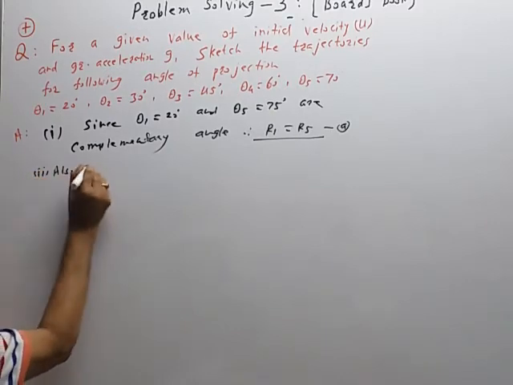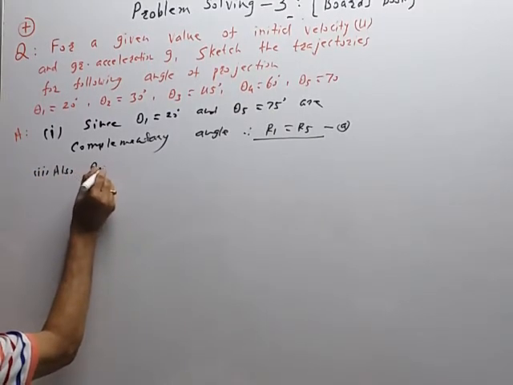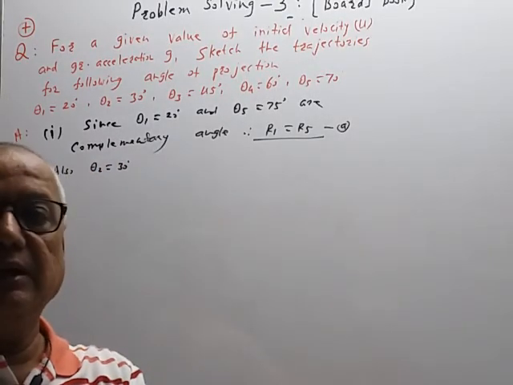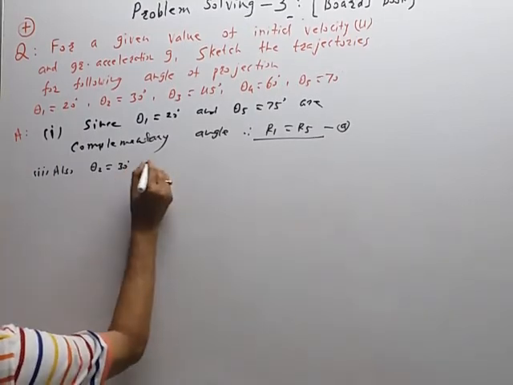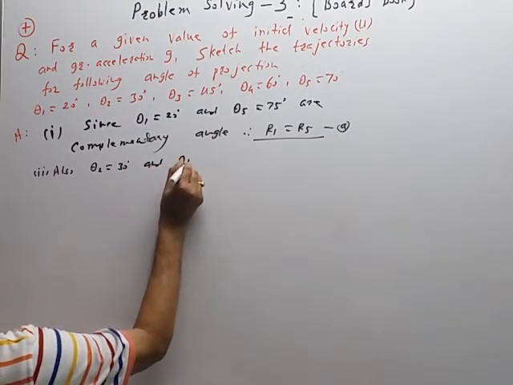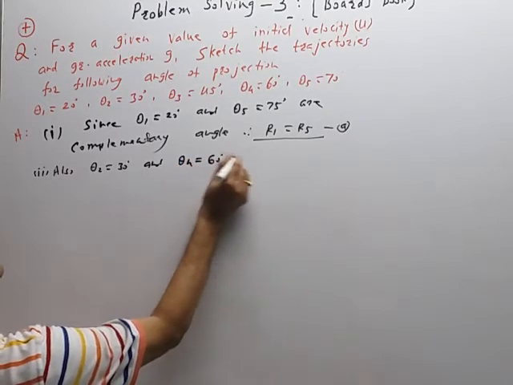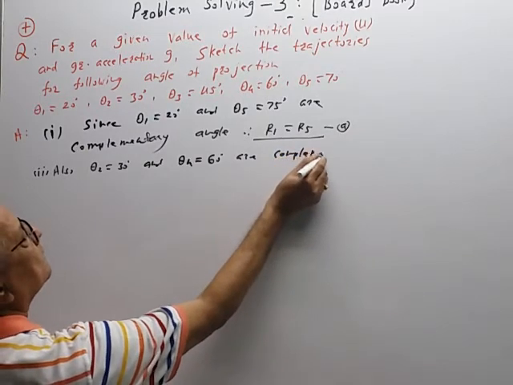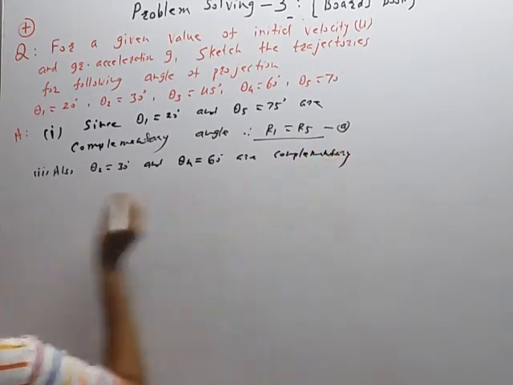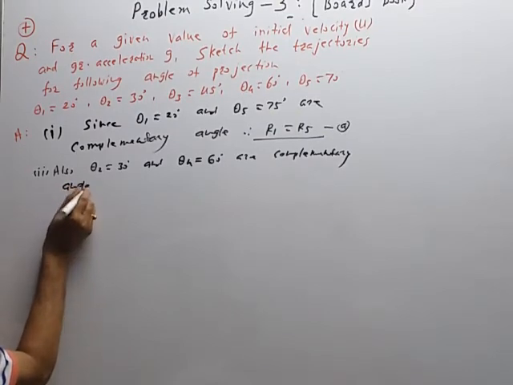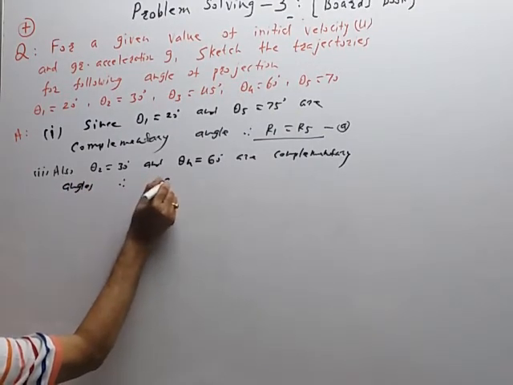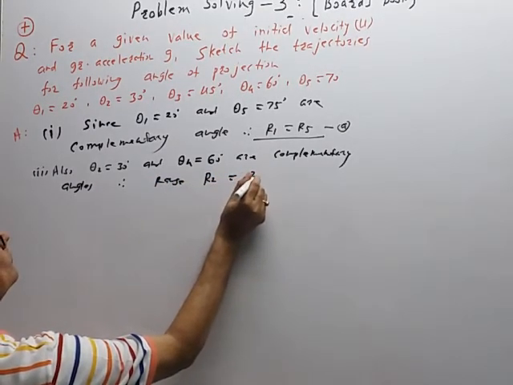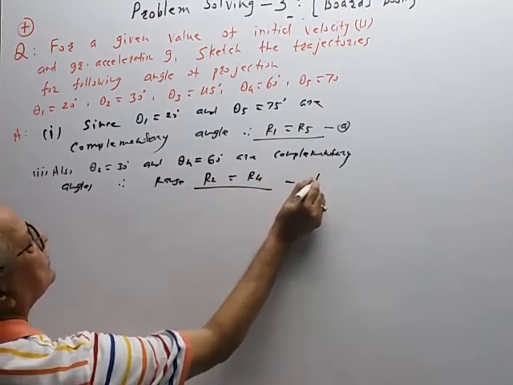Second result, also theta 2 is equal to 30 degree and theta 4 is equal to 60 degree are complementary angles. Therefore, range R2 is equal to R4. This is equation B.